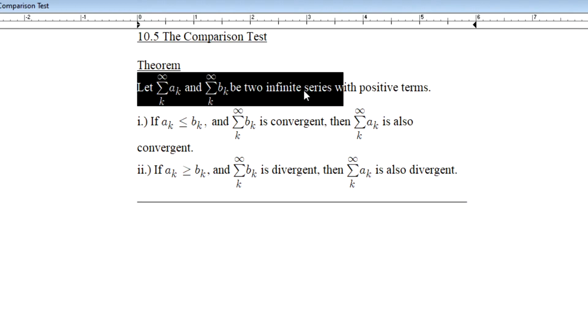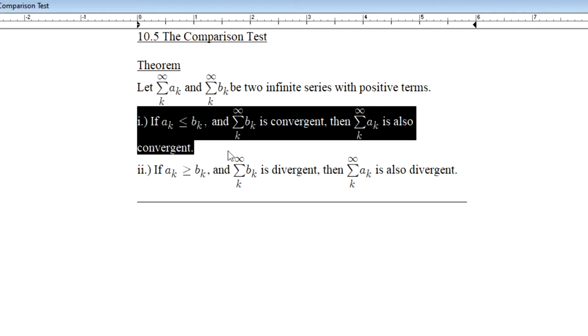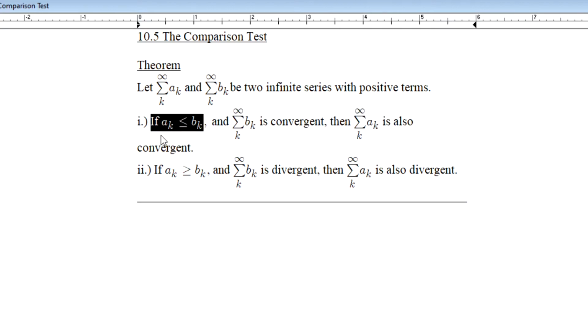Well, if we consider having these two non-alternating infinite series, the first part of the comparison test does go along and state that if initially the terms of sequence a sub k are less than or equal to b sub k, all right?